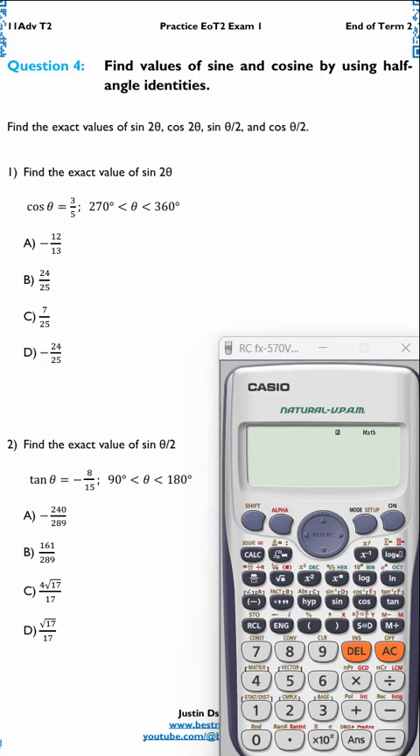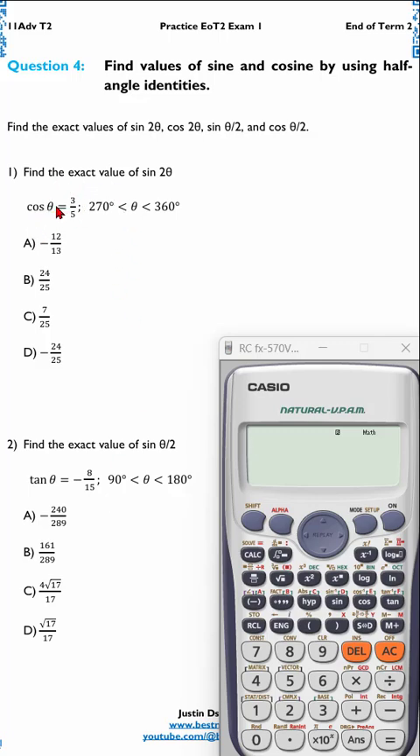In the next question, we have to find the double and the half angle identities, sine 2 theta, cos 2 theta, or sine theta by 2 or cosine theta by 2. These double angle identities are very simple. You can use directly the calculator to solve them up, but for the half angle identities, we have to use the rule, the formula, and then solve it.